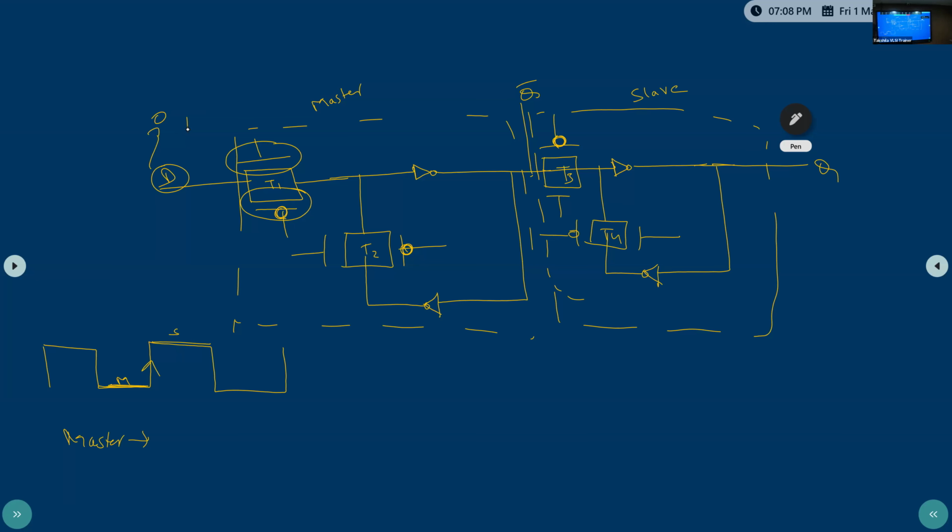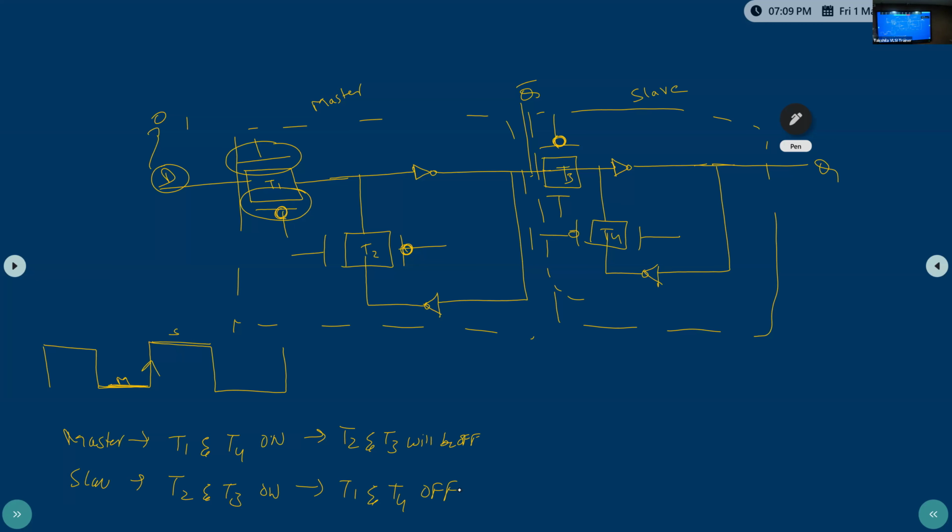So now, when the master is turned on, I can say T1 and T4 will be on. When these are on, T2 and T3 will be off. For the slave, T2 and T3 are on, and T1 and T4 are off. These are very important.